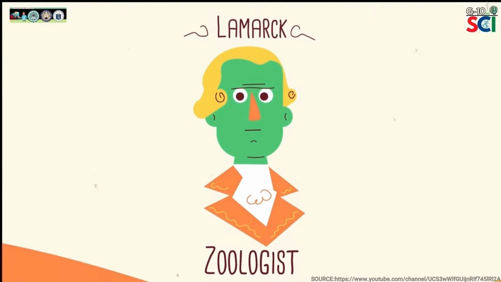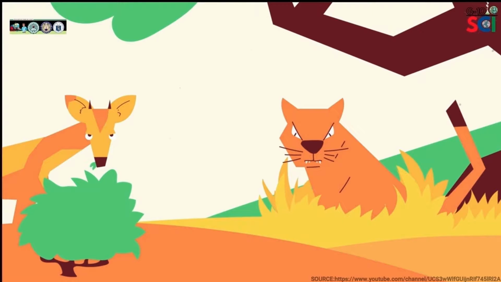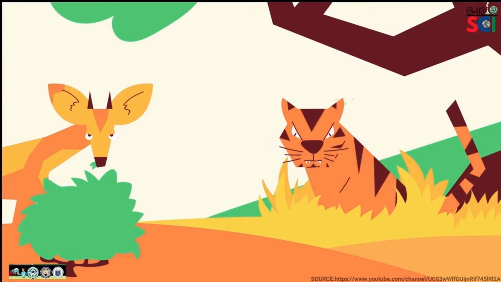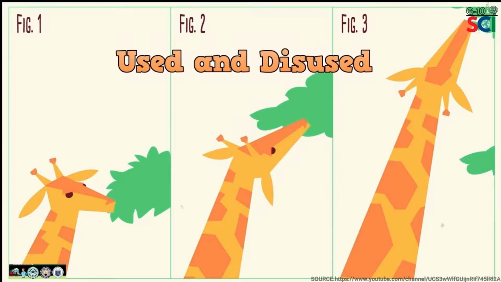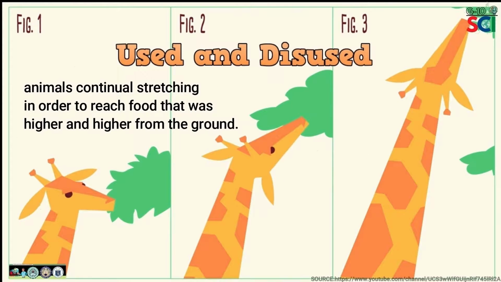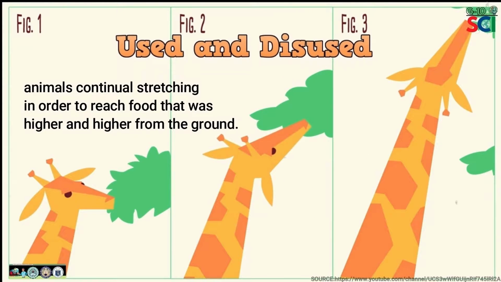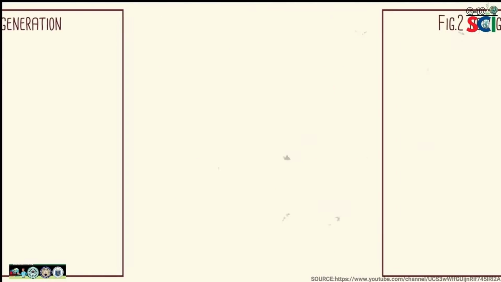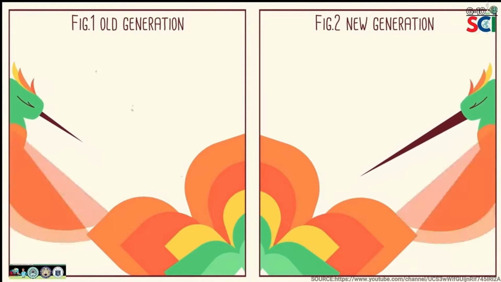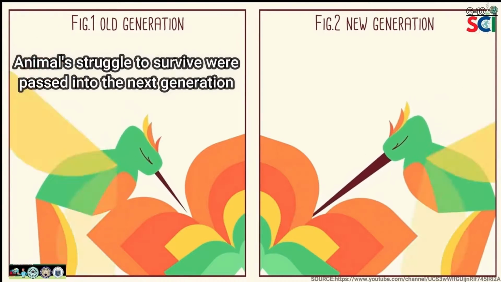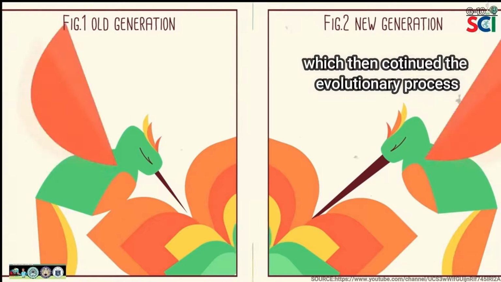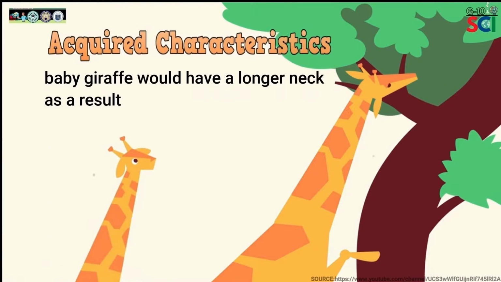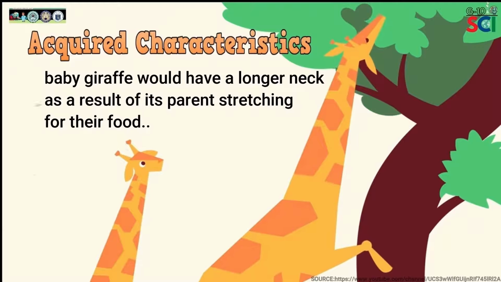Lamarck, a zoologist, noted that animals seemed very well suited to their environments and suspected that throughout their lifetimes, animals improved themselves. For example, a giraffe's long neck was thought to be the result of the animal's continual stretching in order to reach food that was higher and higher from the ground. Lamarck also thought that these changes caused by the animal's struggle to survive were passed on to the next generation, which then continued the evolutionary process. In other words, a new baby giraffe would have a longer neck as a result of its parents stretching for their food.